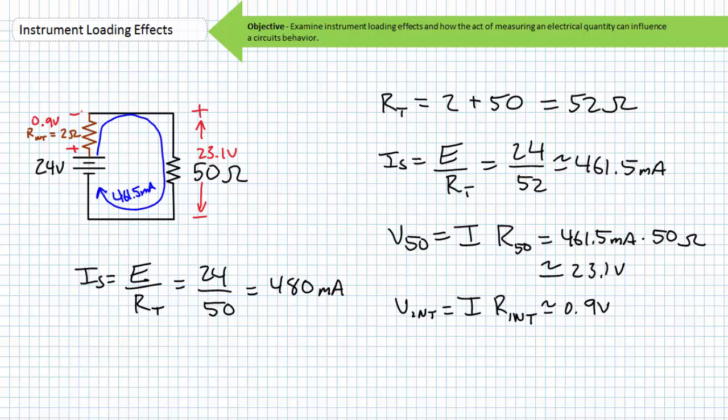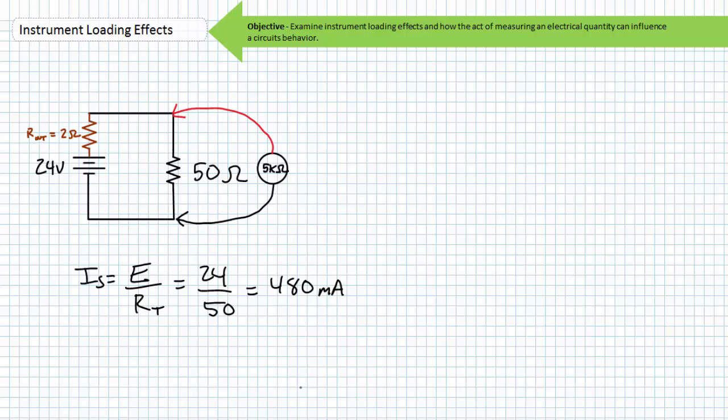The non-ideal nature of the source has already seen reality and expectations part paths, and we've yet to introduce a single non-ideal instrument. Along comes a voltmeter with 5 kiloohms of internal resistance placed in parallel to this path. The source is now in effect seeing a series parallel circuit, being the parallel combination of the original 50 ohm resistor and the 5 kiloohm voltmeter in series with the 2 ohms of internal resistance.